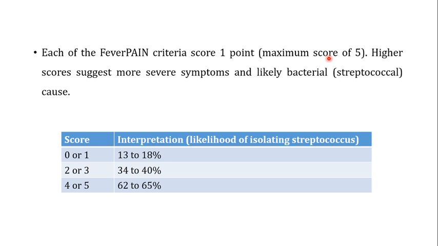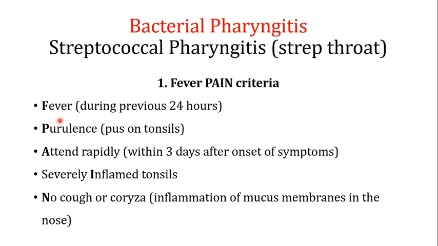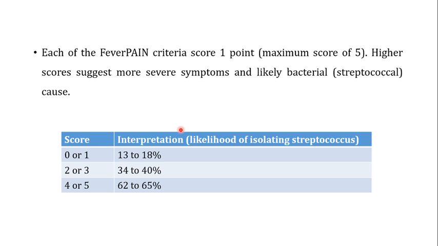Now, a higher score suggests more severe symptoms and a likely bacterial cause. For example, if you have fever during the previous 24 hours, that gives you 1 point. If there is purulence or pus on the tonsil, that means 1 plus 1 is 2. So the higher the value, the higher the chances of bacterial pharyngitis.